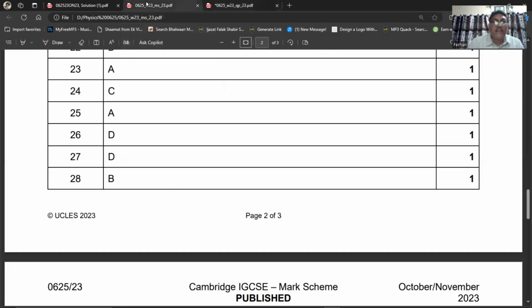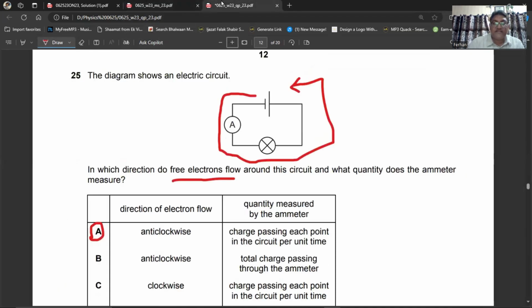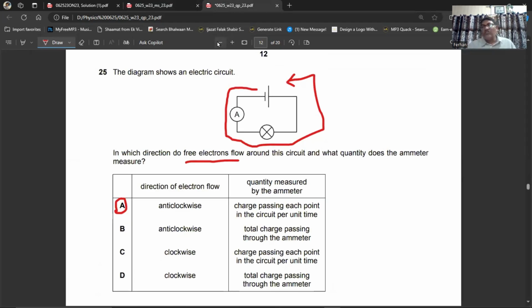This is question number 25. We think A is the option. Yes, that is right. So question number 25, A is the right option.